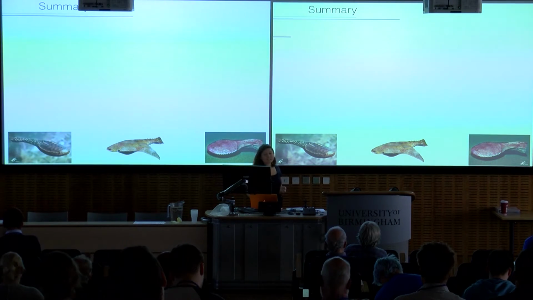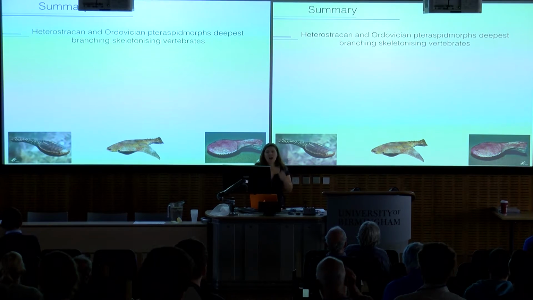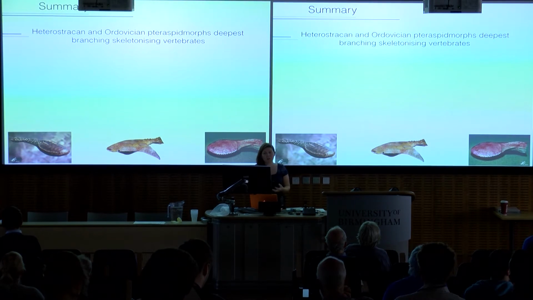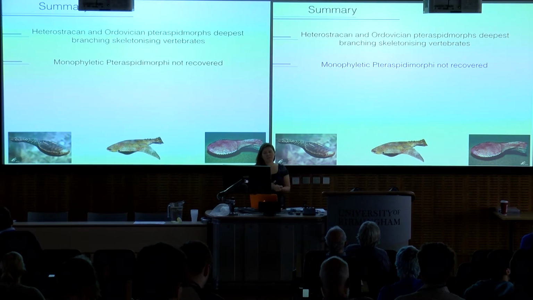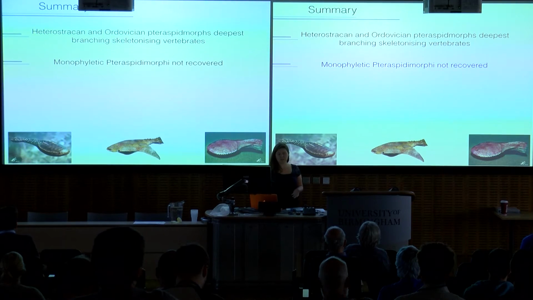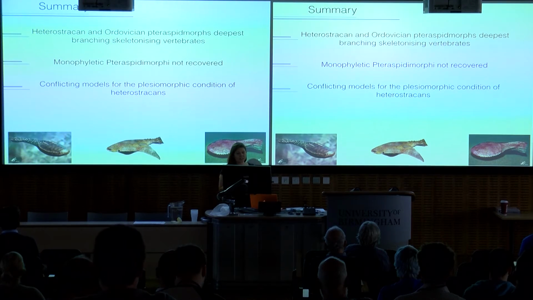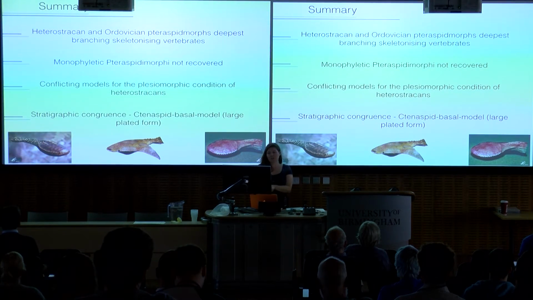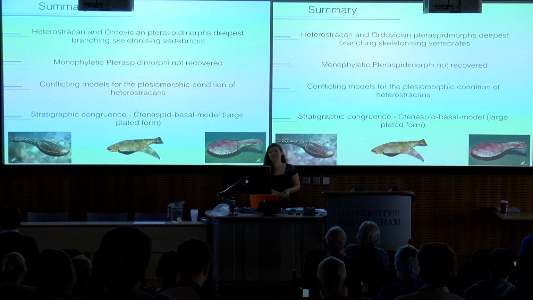So just to summarize, I recovered a monophyletic Heterostraci in all instances, and heterostracans, along with the Ordovician pteraspidomorphs, were found to be the deepest branching skeletonizing vertebrates. But I didn't recover monophyletic pteraspidomorphs, as the classic hypothesis of these relationships states. There are conflicting models for the plesiomorphic condition of heterostracans, and stratigraphic congruence points towards a cyathaspid, or the large plated forms, being the truer tree maybe.